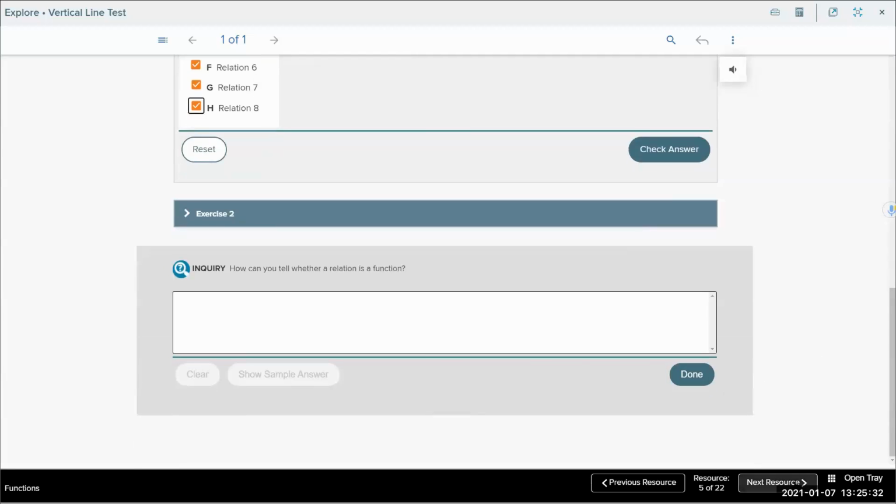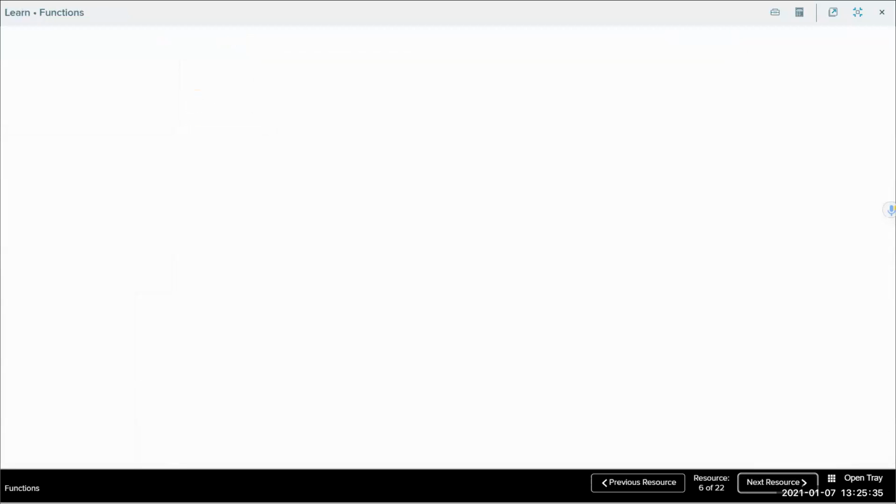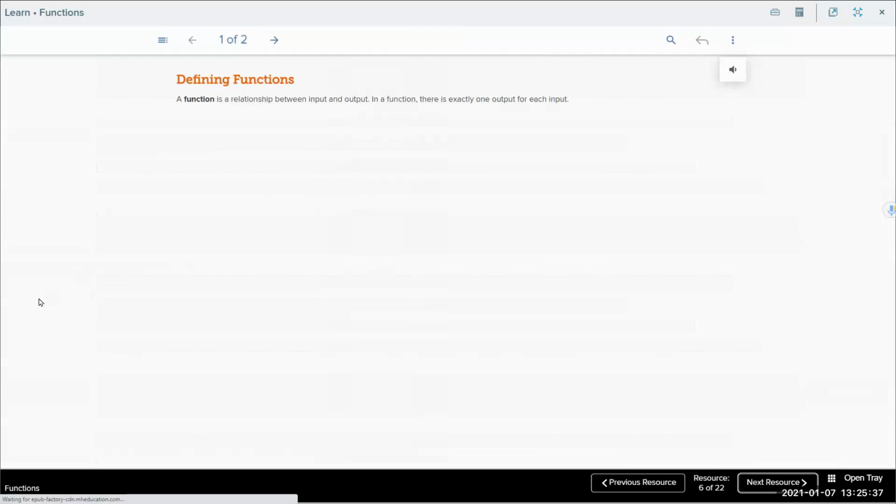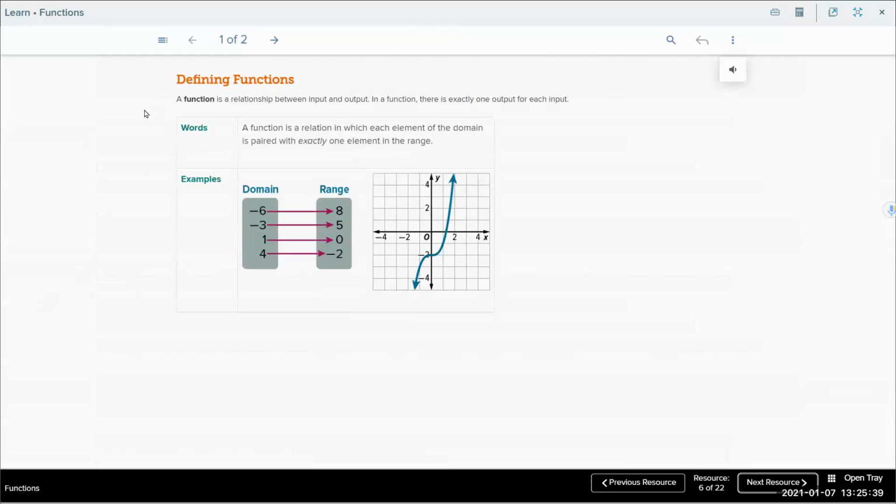All right, if not, we can go to the next resource in our textbook, which is really just, again, defining functions like we did when we looked at the vocabulary. So a function is a relationship between input and output. In a function, there's exactly one output for each input. And here it says that again in words in a formal definition. Exactly, every domain element has exactly one element in the range. Same thing we just said here, exactly one output for each input.